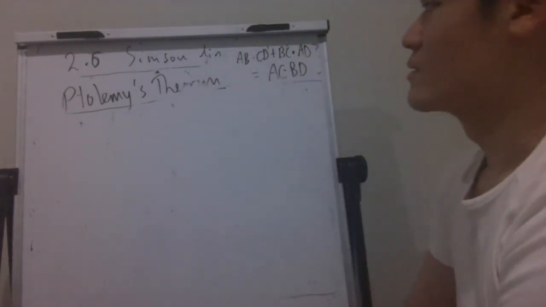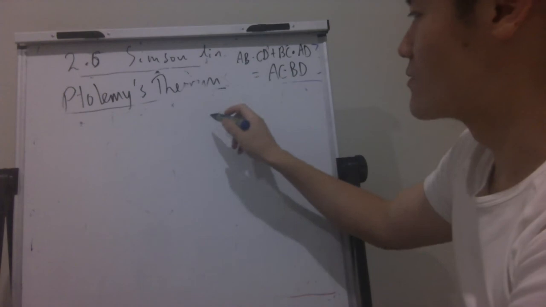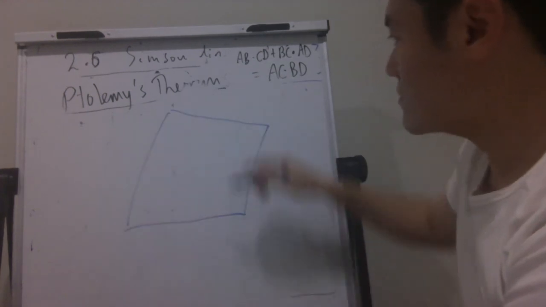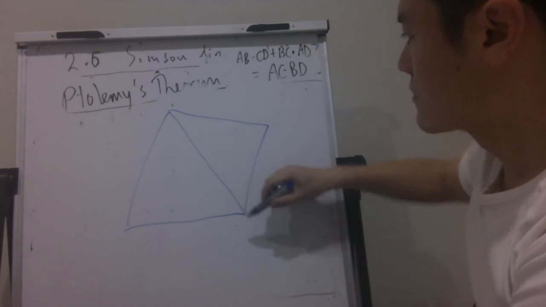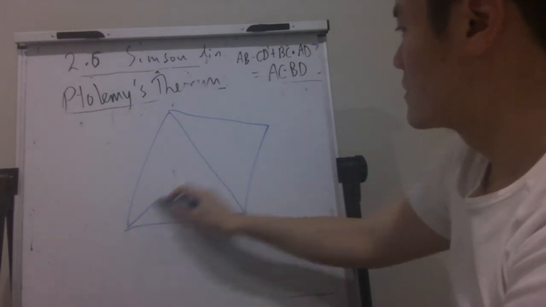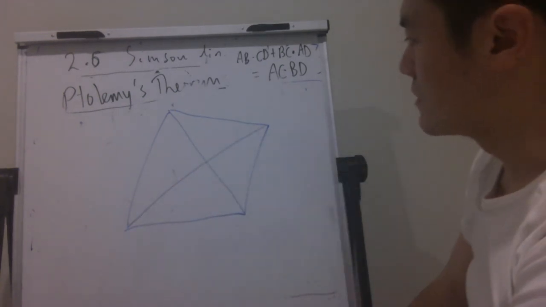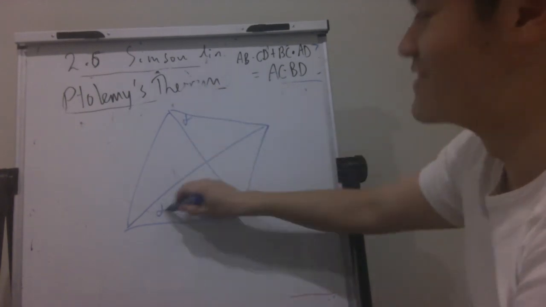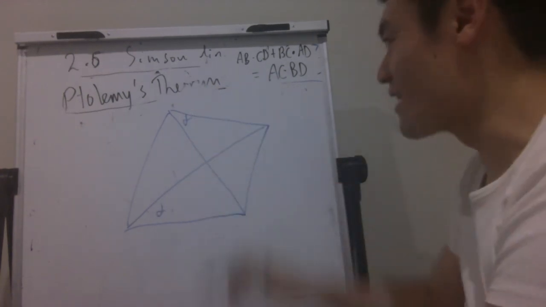Wait, can you guys help me do this one, for example? So there's some cyclic quad, right? This must be something like this. So this is alpha, and this guy is just screaming alpha the whole time.